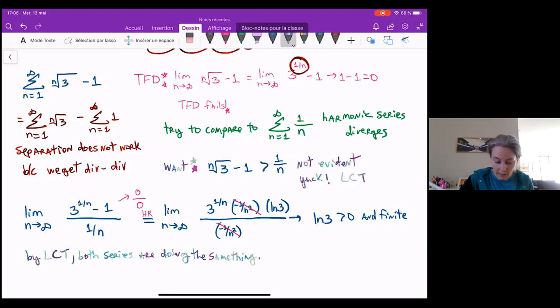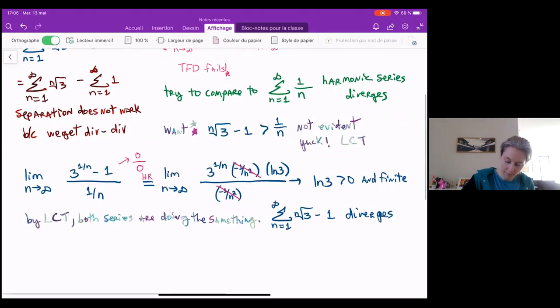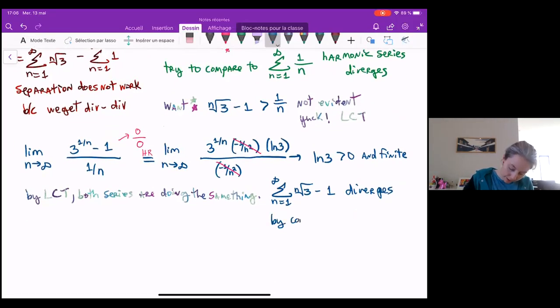So what that means is we know the harmonic series diverges, so this thing right here diverges by comparison to the harmonic series.